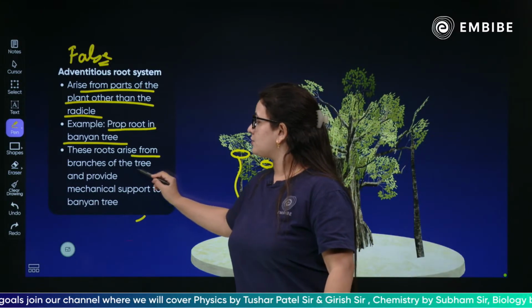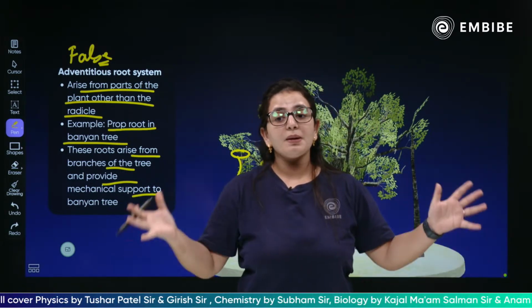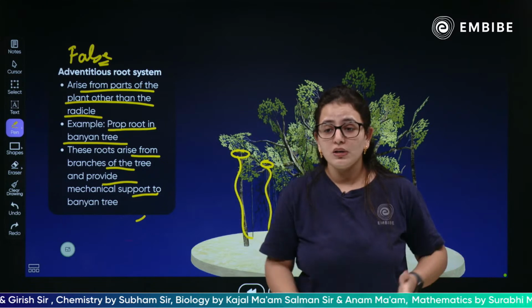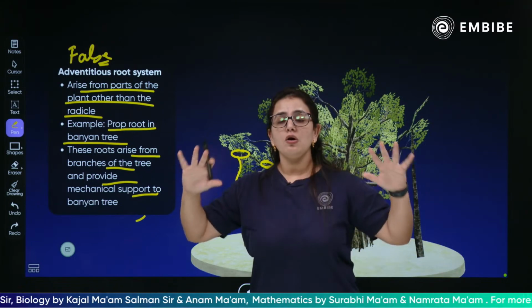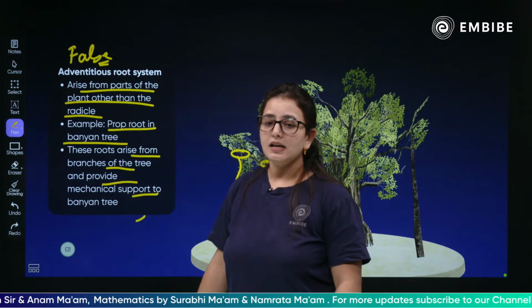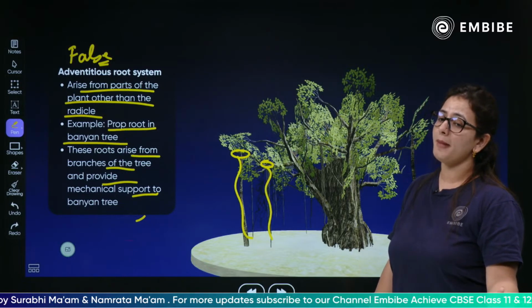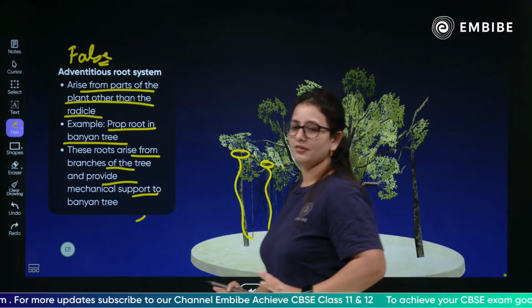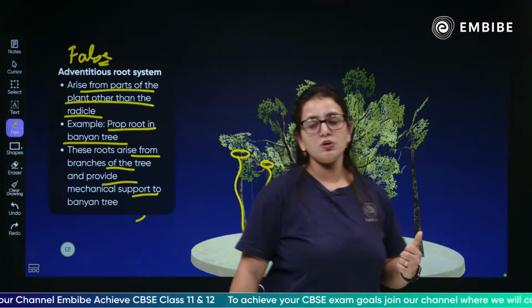These roots arise from the branches of the tree and provide mechanical support. You know how huge the banyan tree is, and because of these roots, it's not easy to find out which is the true root, which is the main stem of the particular tree, because it's so wide and has so many branches and so many adventitious roots. So it gives a lot of strength and mechanical support to the banyan tree, and I know all of you have seen this tree somewhere in your life. Clear? So this is the third root system, the adventitious root system.